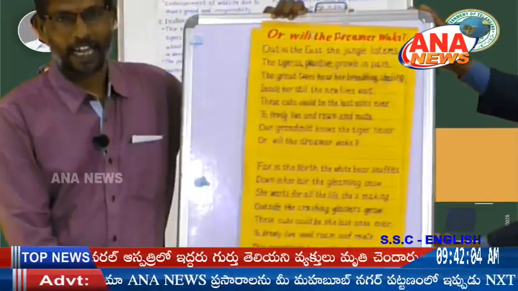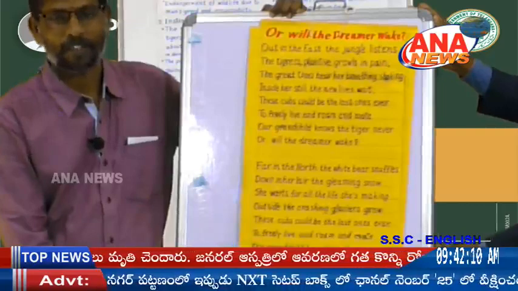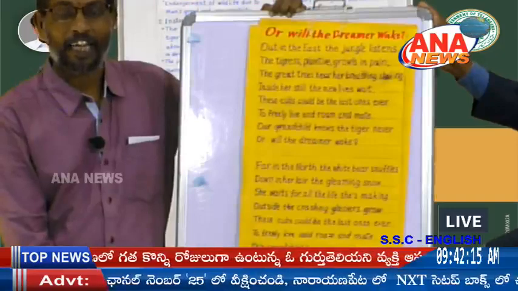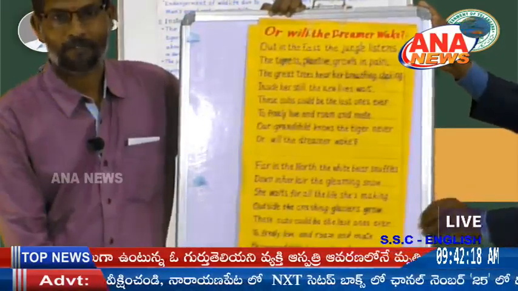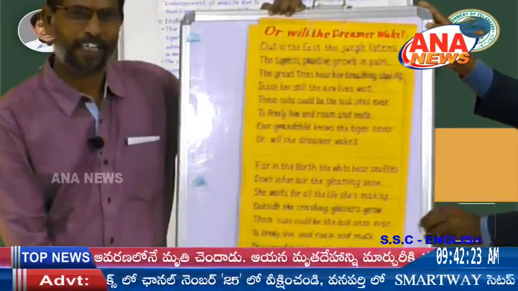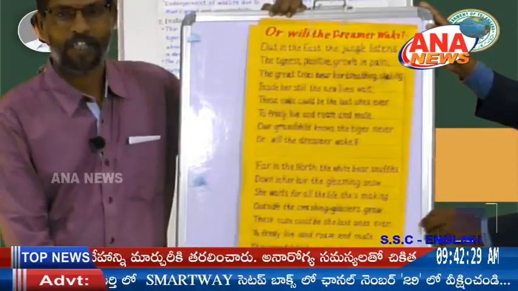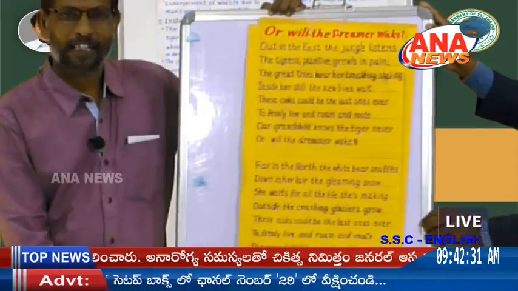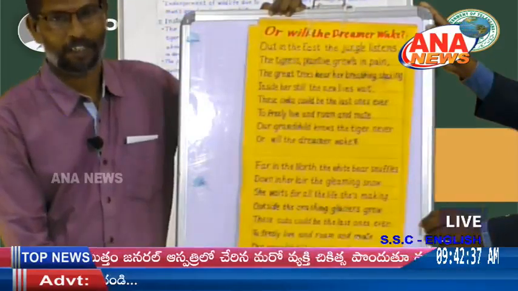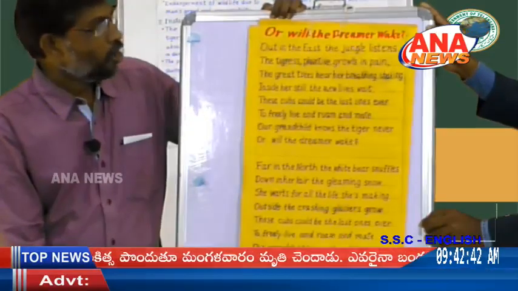Now in this class I have taken one of the important poems from our textbook that has some relevance to the present situation. Nowadays everyone talks about environment during this lockdown period. So if the environment is not protected, what happens? Man's life will be in danger. So, keeping this in view, I have taken this poem because it has some relevance to the present situation. So, my dear students, you all know this poem, Or Will the Dreamer Wake?